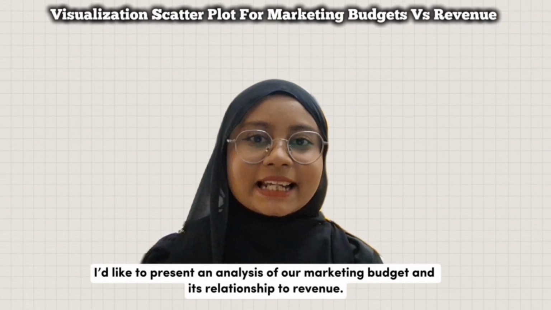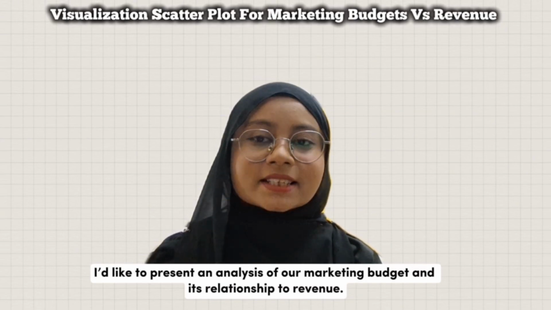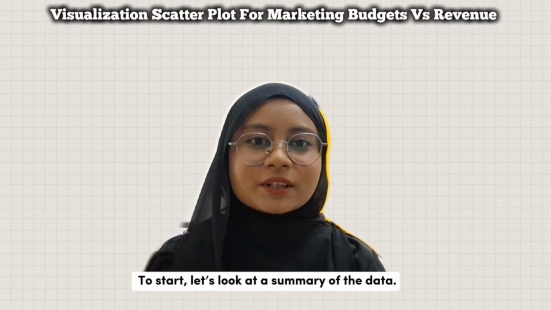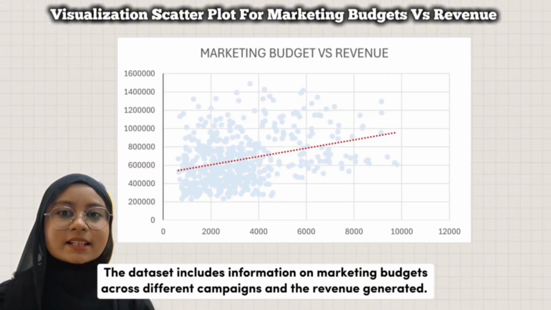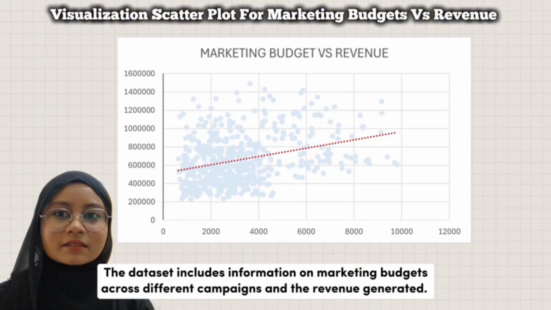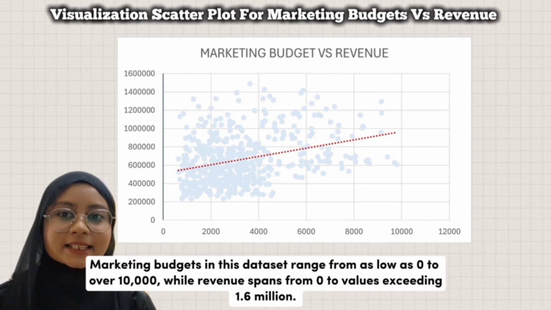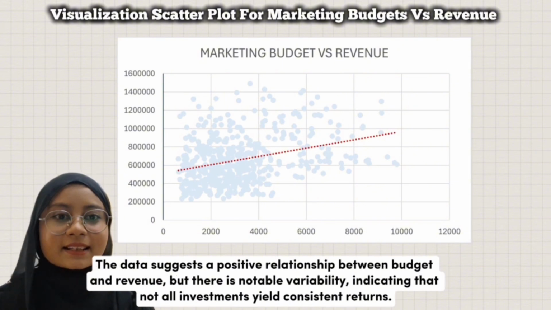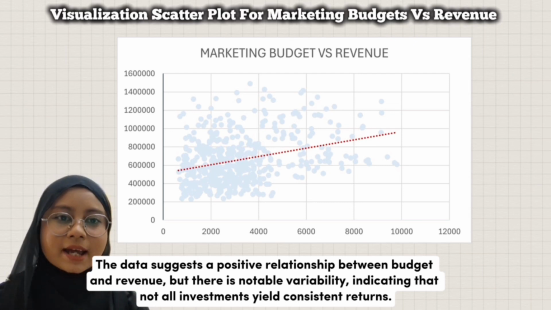I would like to present an analysis of our marketing budget and its relationship to revenue. To start, let's look at a summary of the data. The data set includes information on marketing budgets across the different campaigns and the revenue generated. Marketing budgets in this dataset range from as low as 0 to over 10,000, while the revenue spans from 0 to values exceeding 1.6 million. The data suggests a positive relationship between budget and also revenue, but there is notable variability indicating that not all investments yield consistent returns.